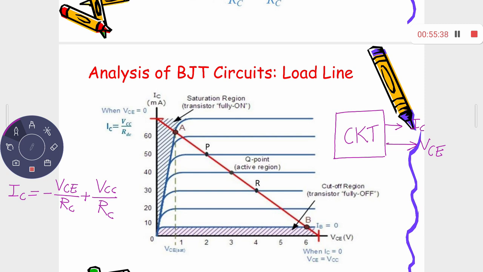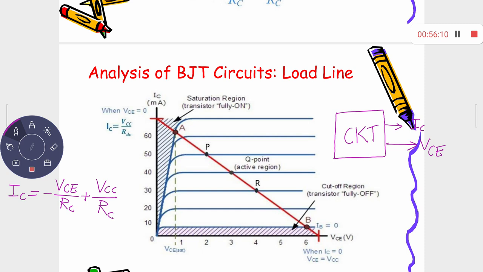And the formula, IC is equal to minus VC by RC plus VCC by RC. Right? How does it vary? What is the nature of variation of IC with VC? It's linear. Linear variation. Y is equal to MX plus C. So what is the slope? Minus 1 by RC.